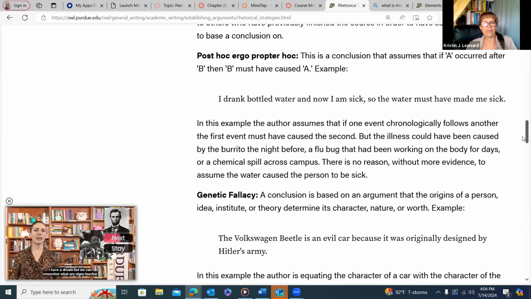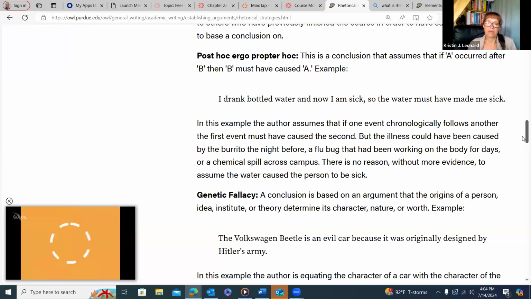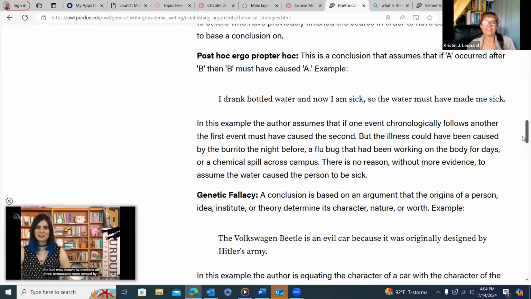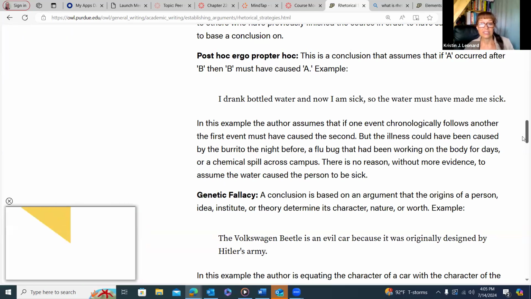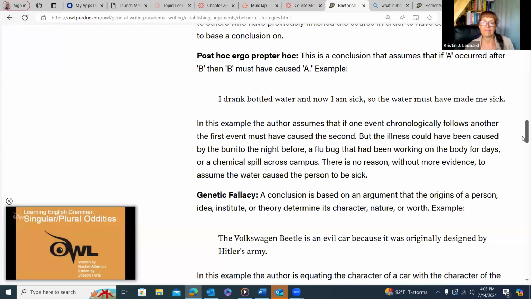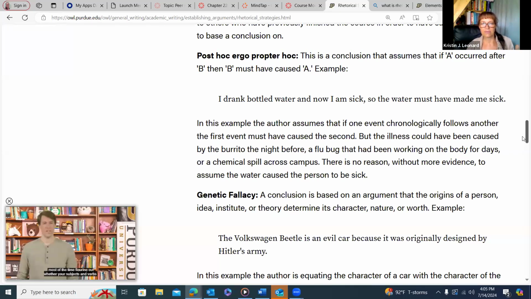All right. So what's wrong with that? If I drank bottled water and I'm sick, the water must have made me sick. Well, without more evidence, there's no reason to conclude that. We don't have enough evidence to conclude that the water made me sick or made us sick. If you wanted to change this, you would need to bring in evidence. So if you were writing this in your research paper, this would be a red flag. It just doesn't make sense. It's a logic problem.